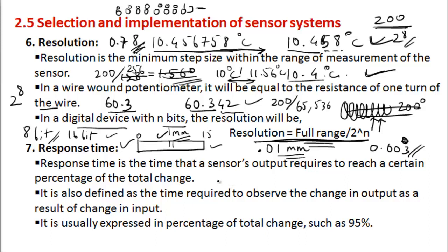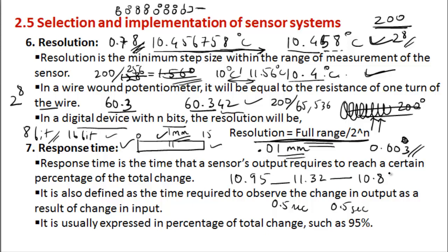For example, you are measuring a temperature change and the temperature goes from 10.95 to, let's say, 11.32 within a very short time of, let's say, 0.5 seconds. And in another 0.5 seconds it changes from 11.32 to, say, 10.84. So the output is changing very fast.